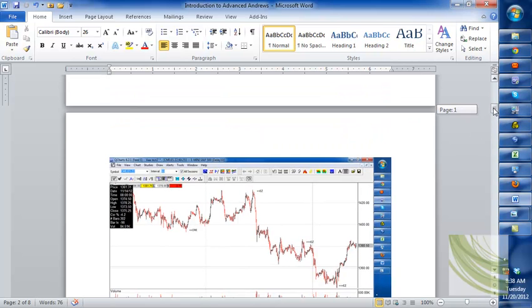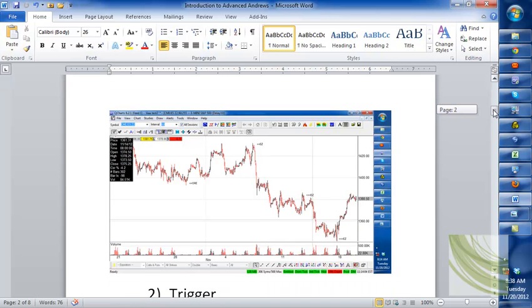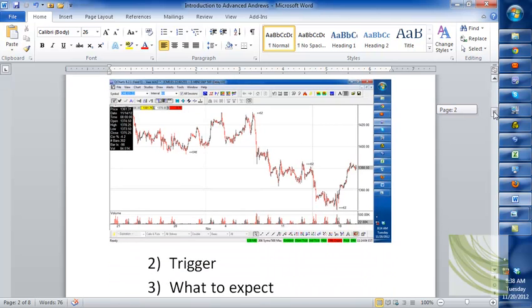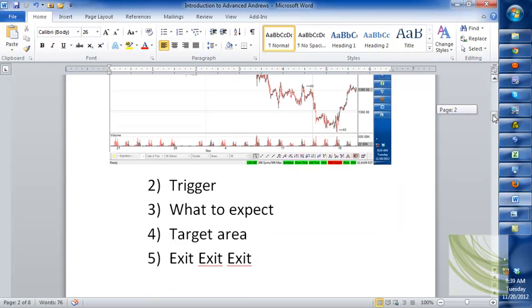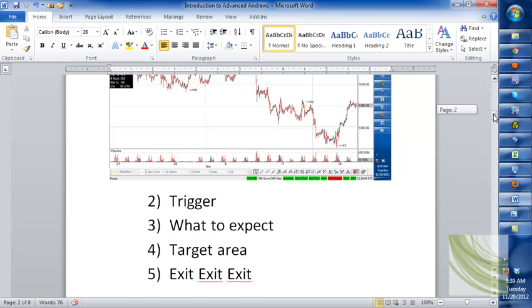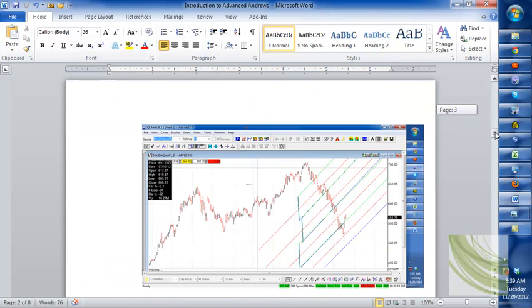Okay, so remember, what we're looking for is a setup. We're looking for a trigger. Then we want to know what to expect, and then we want to have an idea as to the target area, and then exit, exit, exit. Okay, so let's start here.